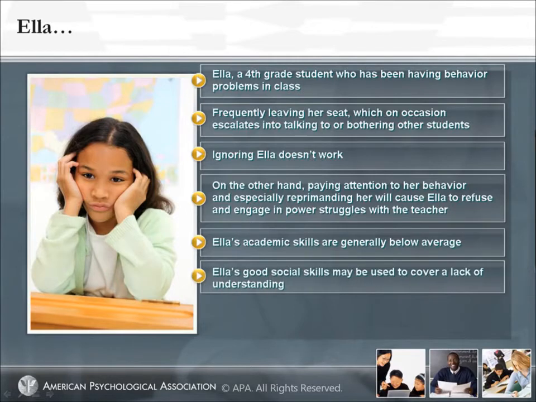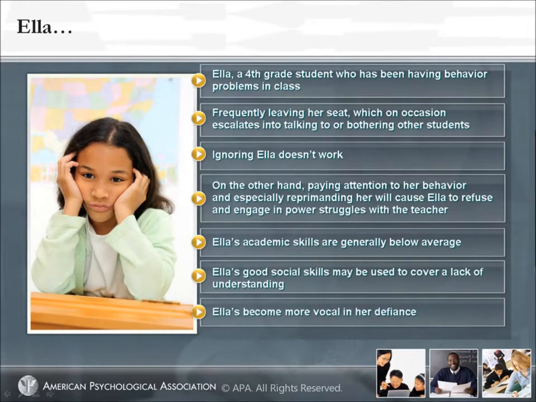Recently, you've noticed that Ella's become more vocal in her defiance when asked to return to her seat, and you worry that she could become a real behavior problem. Ella's parents are strong supporters of the school and are happy to be involved with working with you on Ella's problems.